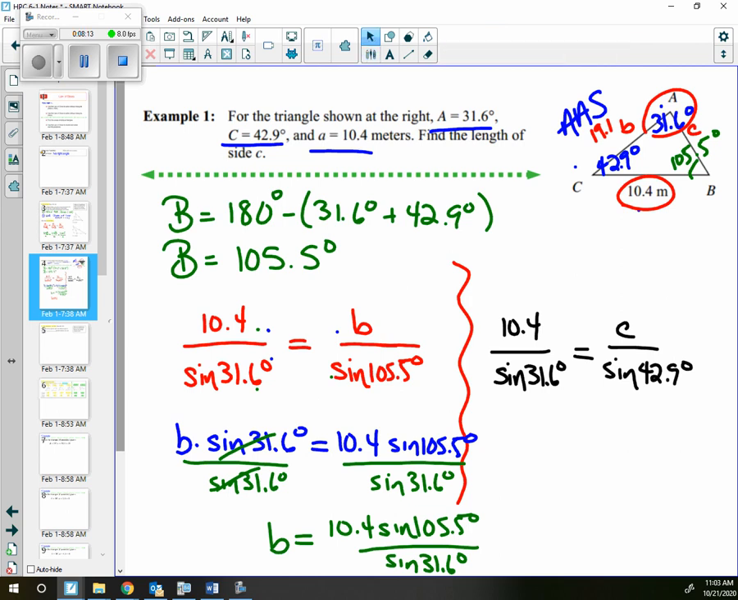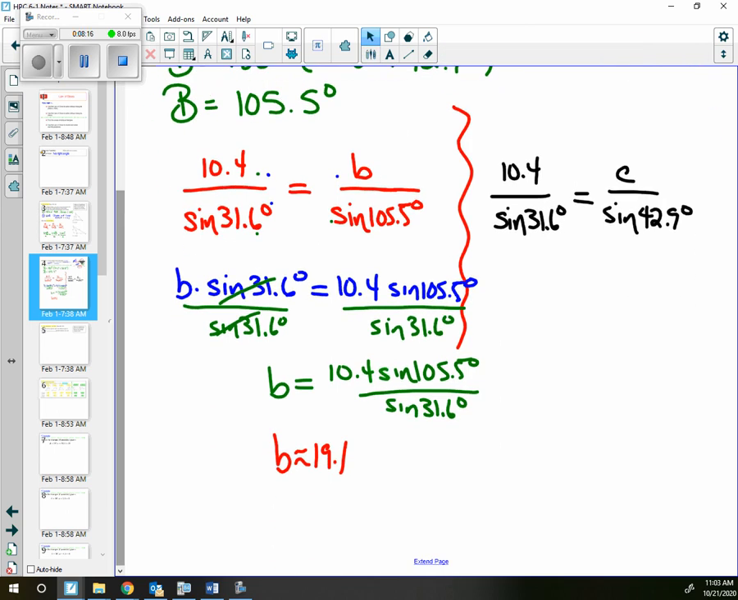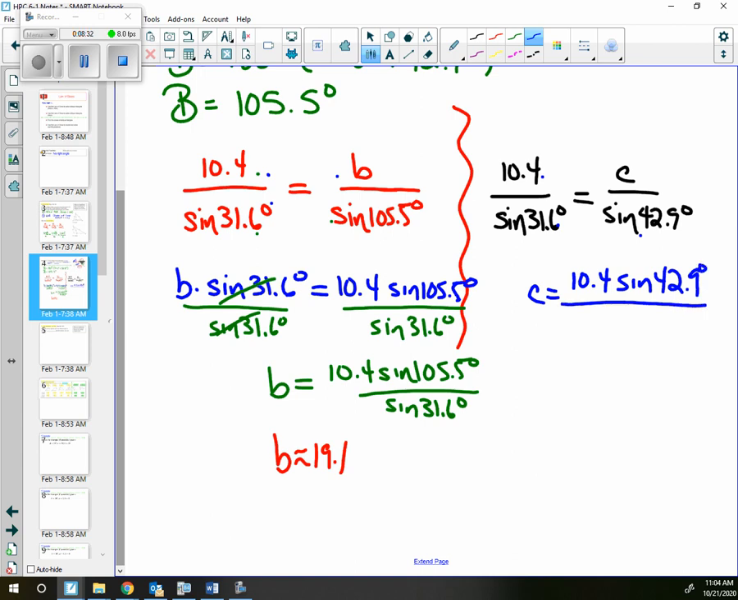Okay, we're going to do little c the exact same way. Remember, cross multiply and divide. So again, we're going to be multiplying 10.4 times the sine of 42.9 now, and then dividing by the sine of 31.6. If you're okay, I'm going to just write the cross multiply and divide all in one step. And then we're going to type that in.